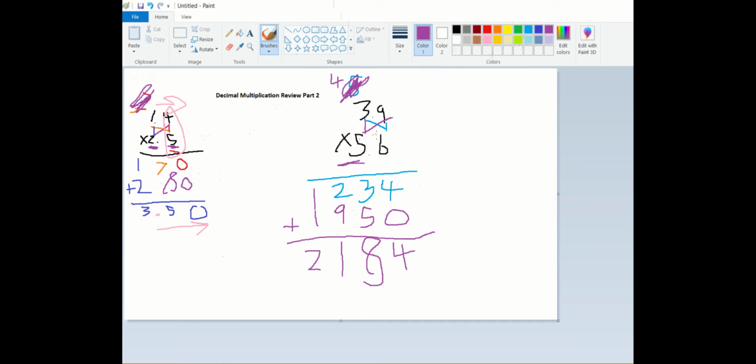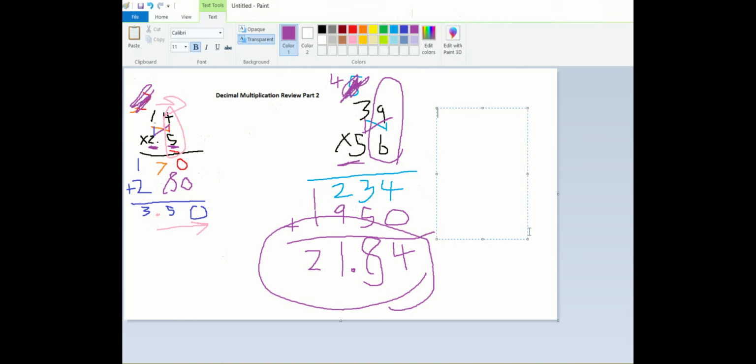And we're going to do the same process with this one as we did with the last one. We have two numbers to the right of the decimal, so we put our decimal with two numbers to the right of it. So our final answer is 21.84.